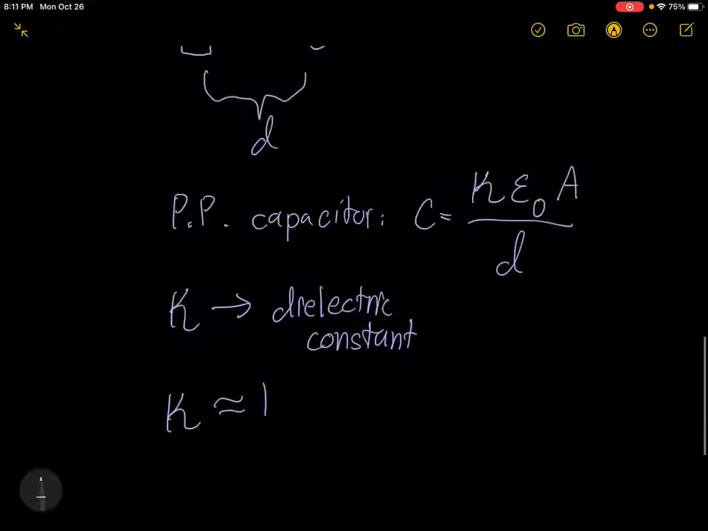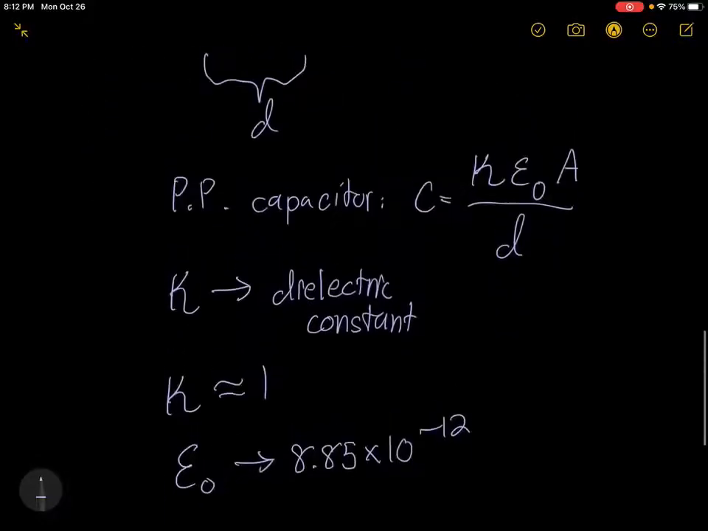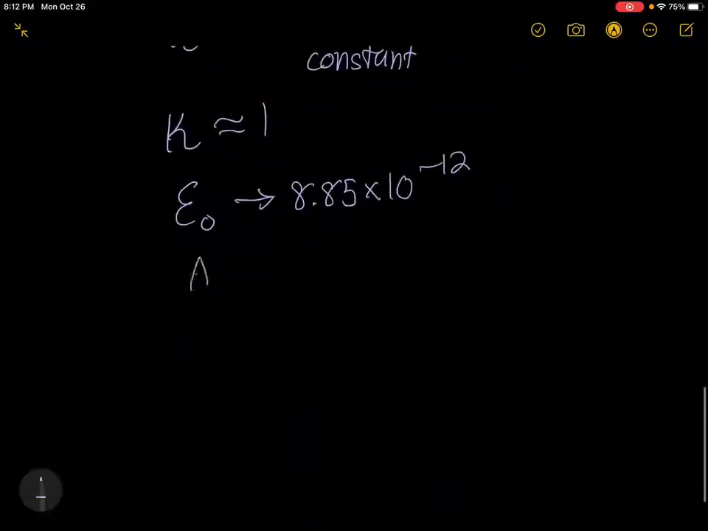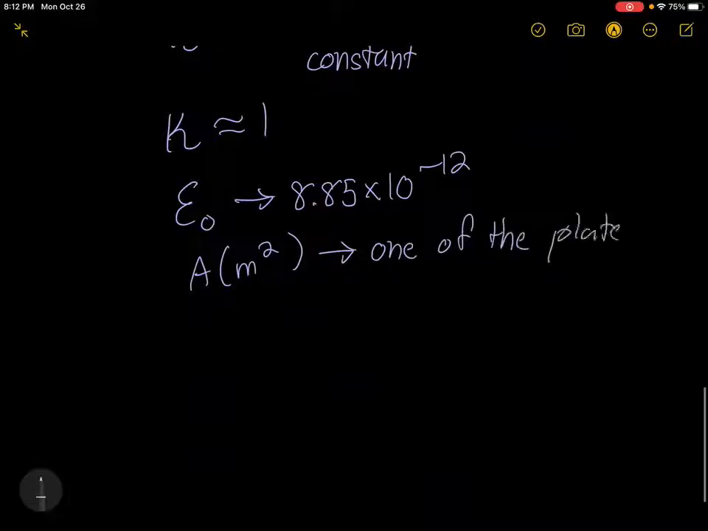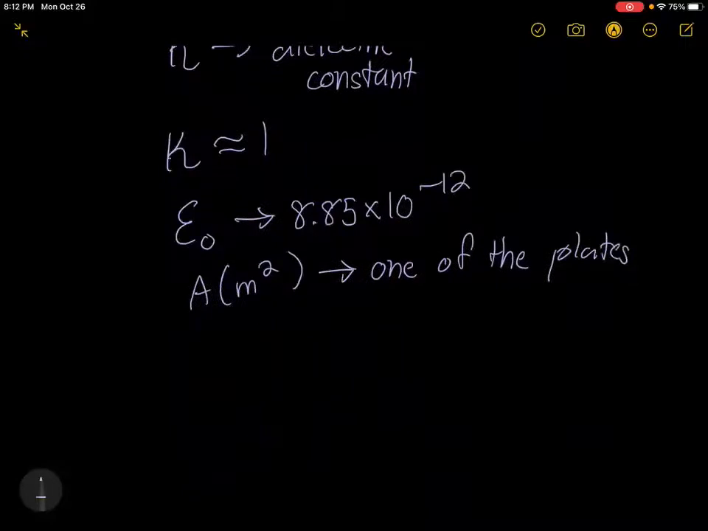And the next constant is epsilon naught. It's known as the permittivity of free space, and it's equal to 8.85 times 10 to the negative 12. I forgot the units, but I could derive that if I wanted to. And next up is the area, which is denoted by A. It's in meters squared, and it's the area of just one of the plates, so not both of them. And the final quantity, which I mentioned earlier, is d, which is just the distance between the plates.